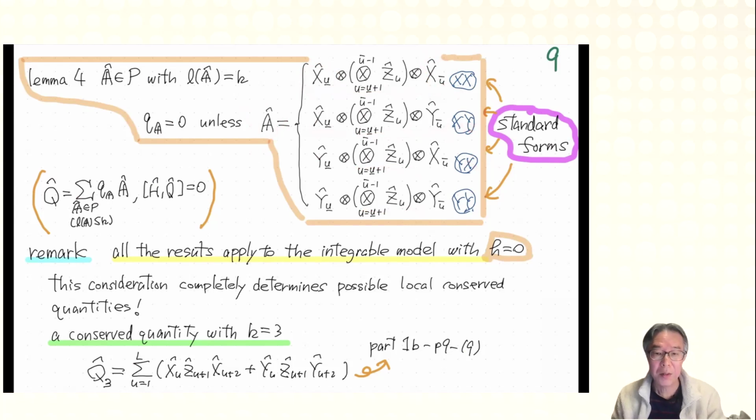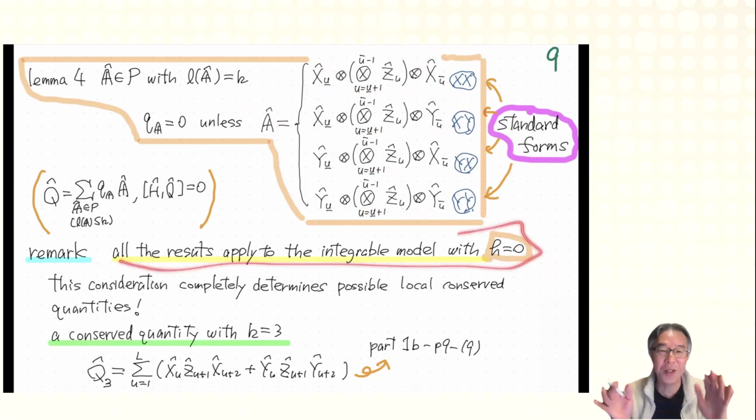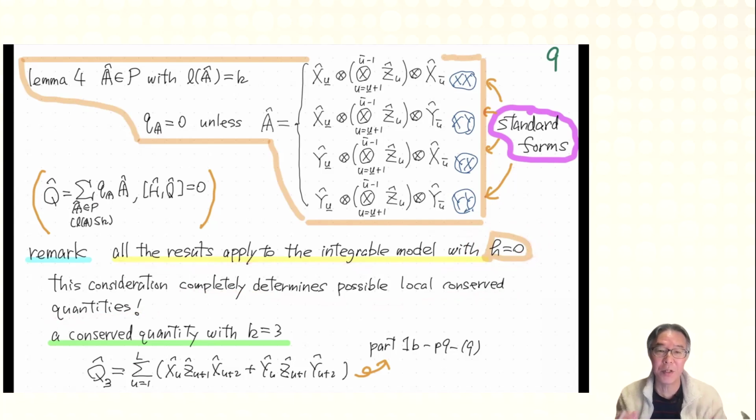And here is a remark about the solvable model. We have not made use of the fact that H is non-zero. This means that all the results apply to the integrable model with vanishing magnetic field. And so this consideration applies to the local conserved quantities there.